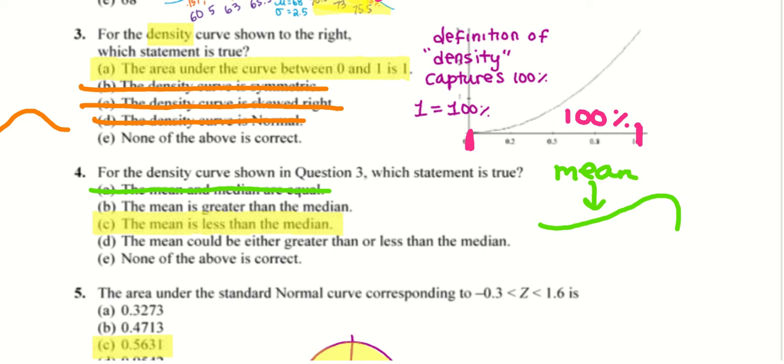The median is going to be resistant, and the median will stay closer to the peak. So B is not true because the mean is probably going to be less than the median. The mean could be either greater than or less than the median. This is definitely not true. C is our best answer. The mean is less than the median. It's being pulled in the direction of the tail.